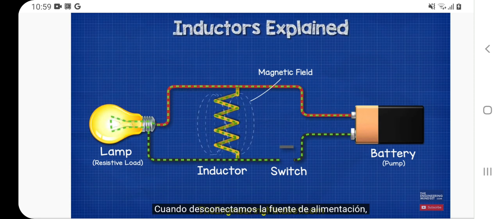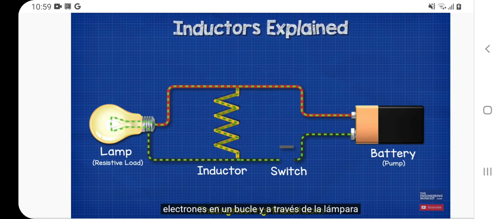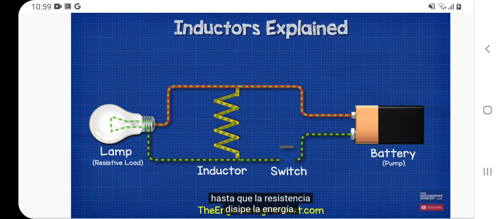When we disconnect the power supply, the inductor is going to continue pushing electrons around in a loop and through the lamp until the resistance dissipates the energy.